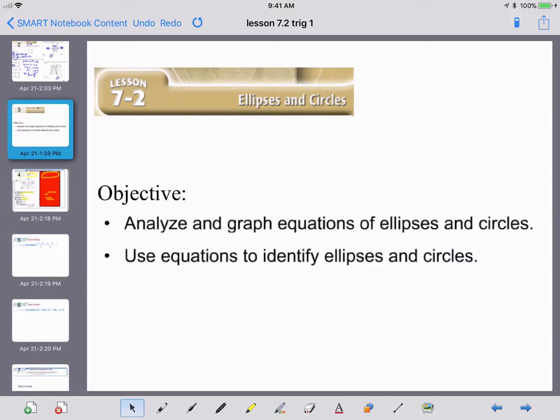Today we are going to talk about ellipses and circles. We're going to talk about how we can graph them and analyzing those graphs. And then we're going to talk about how you can identify if something is an ellipse or a circle from the equation.